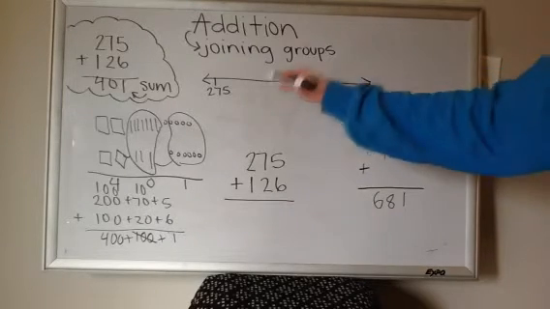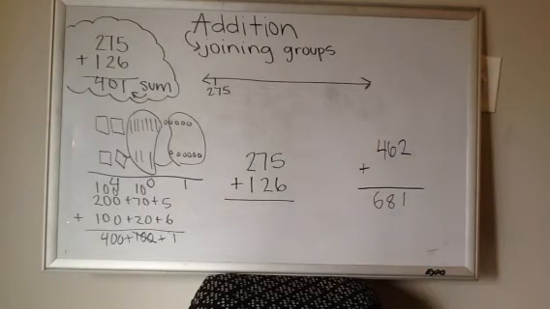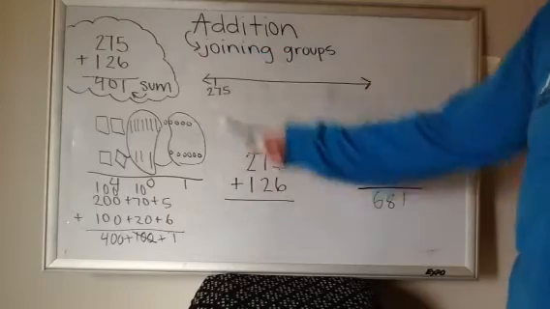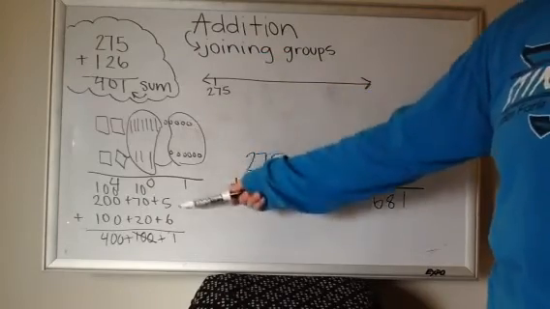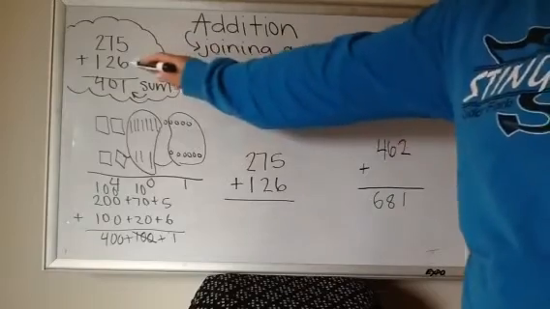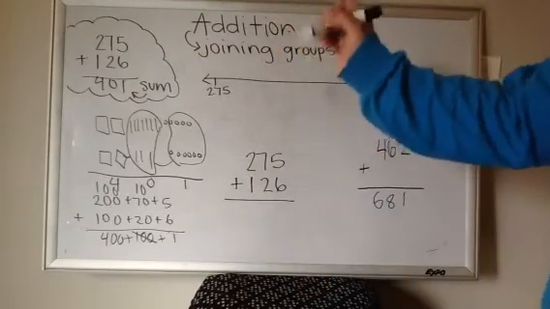So the number line requires the most organization because there's a lot going on. So I'm starting at 275 and I'm going to hop 126. Because I started in the ones, I like to just start in the ones every time. So I'm going to hop 6. I could either do 1, 2, 3, 4, 5, 6.